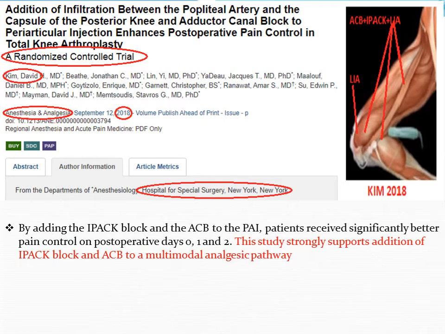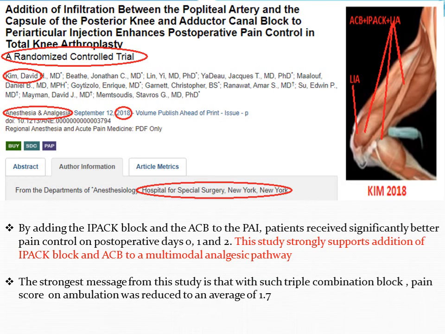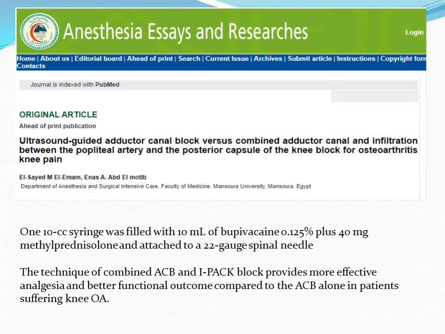By adding the IPACK block and the adductor canal block to the periarticular injection, the patients received significantly better pain control in postoperative days 0, 1, and 2. This study strongly supported the addition of IPACK and adductor canal block to the multimodal analgesic pathway. And the strongest message from this study is that with such a triple combination block, pain scores on ambulation were reduced to an average of 1.